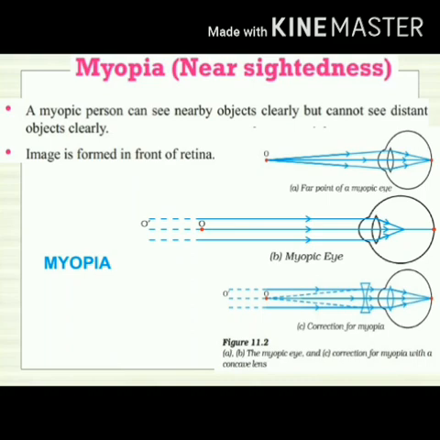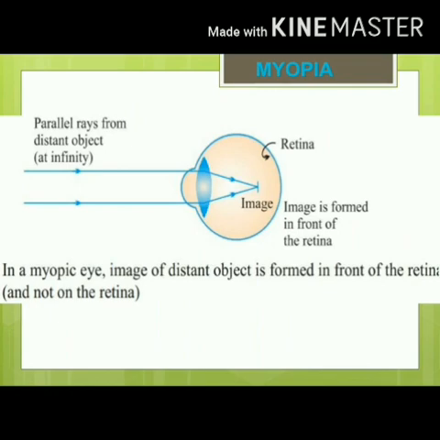In your NCERT book and your notes, you can find three diagrams related to myopia. The first diagram is showing the far point of the myopic eye. The second one is showing the myopic eye, and the third one is showing the correction. The second one is your diseased portion, so that is a very important diagram.